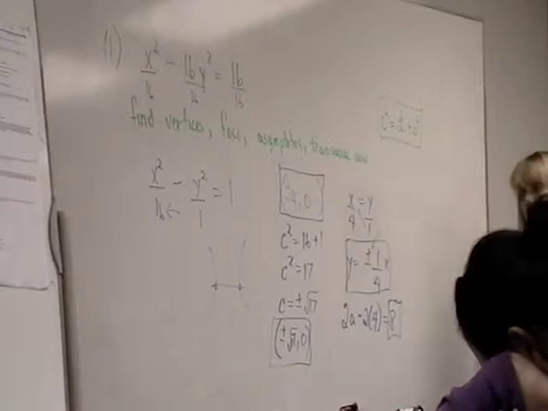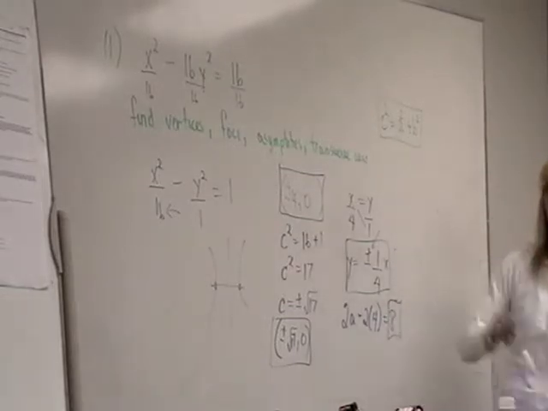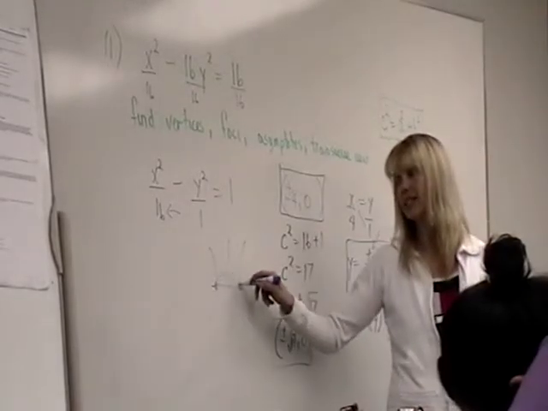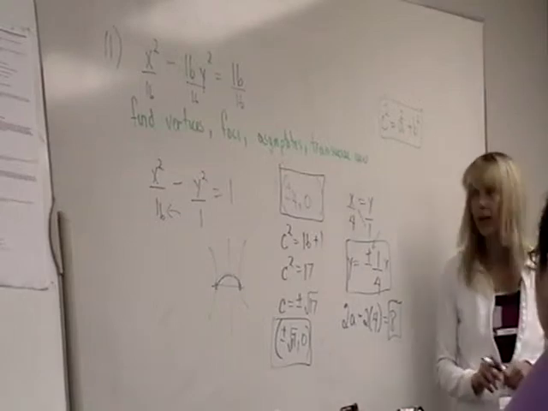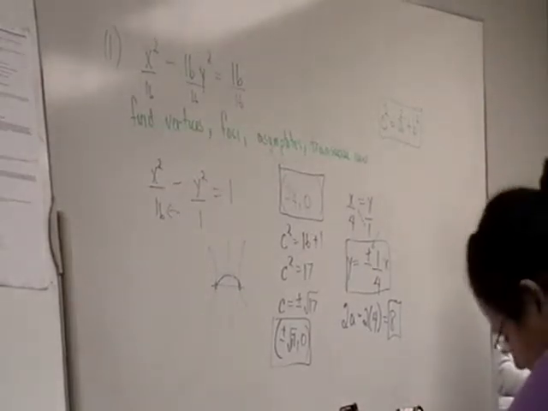There's always two of them, plus or minus. And then the transverse axis is 2 times your A. Your A is always the positive, which is the square root of 16/4, so it's 2 times 4, which is 8. The transverse axis is how long that part is. That's it. And that's it. Are there any questions on that?